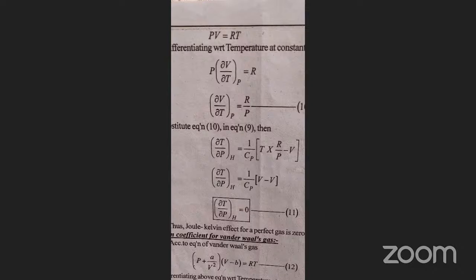Now, the Joule-Thomson coefficient for a van der Waals gas. According to the equation of a van der Waals gas, what is the van der Waals equation? The van der Waals equation is (P plus a by V square) into (V minus b) is equal to RT.